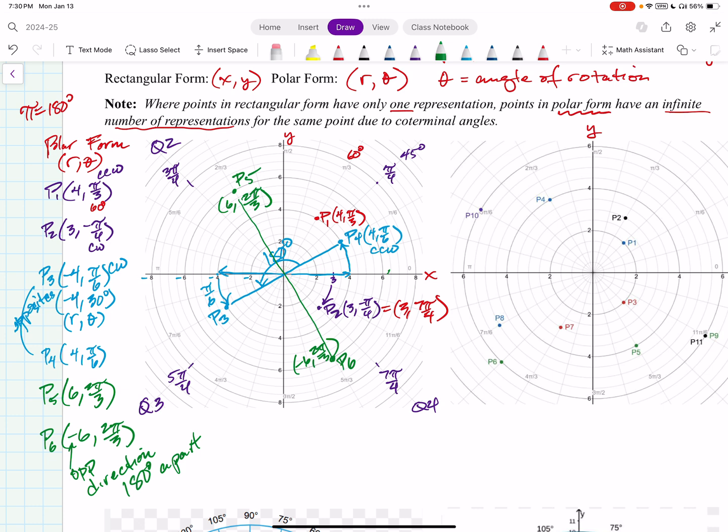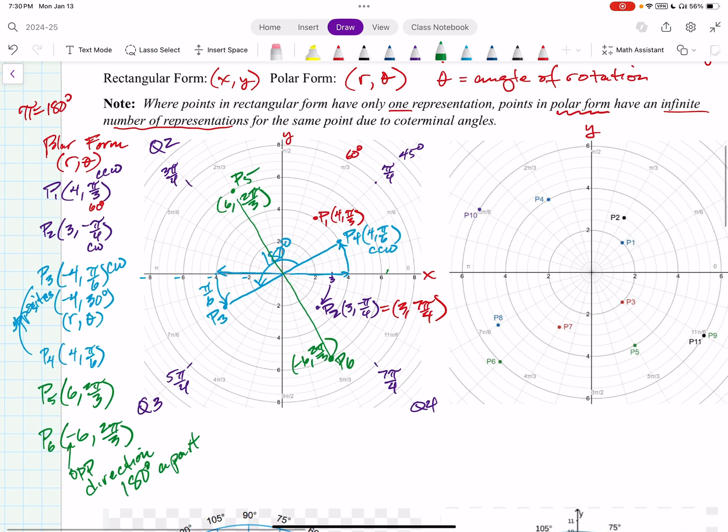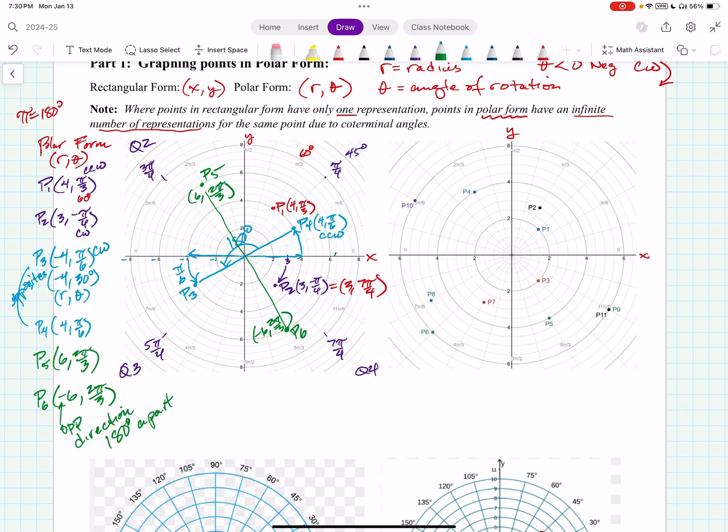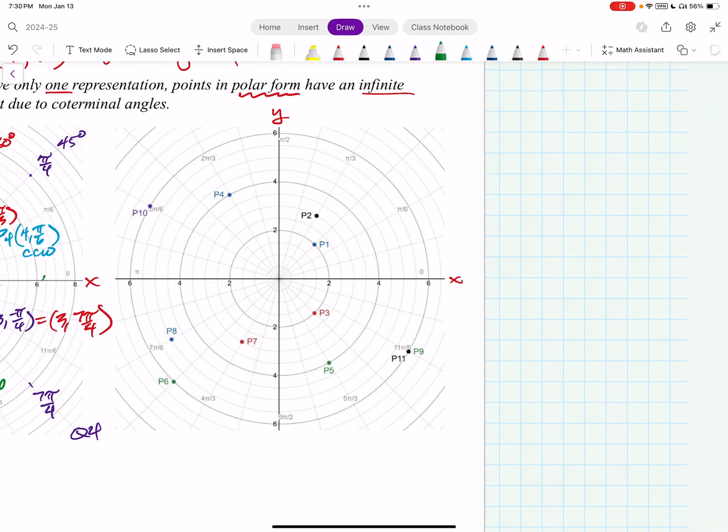So we learned now how to graph basically when the radius and the theta are positive, and when they're negative. And we understand there's multiple ways to represent the same point. In fact, there's an infinite number of ways to represent a point in polar form. All right, let's go to the second graph here and take a look at that. So on the second polar grid, I'm talking about this one here, what are the coordinates to all these?